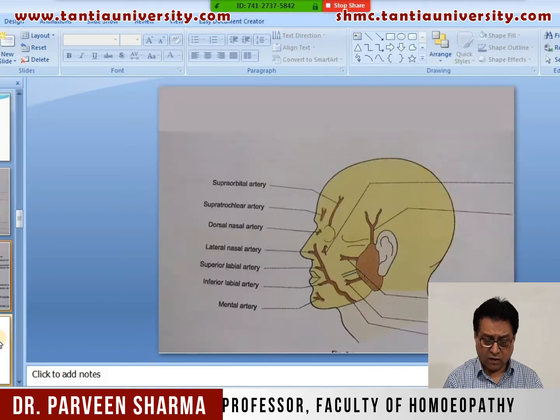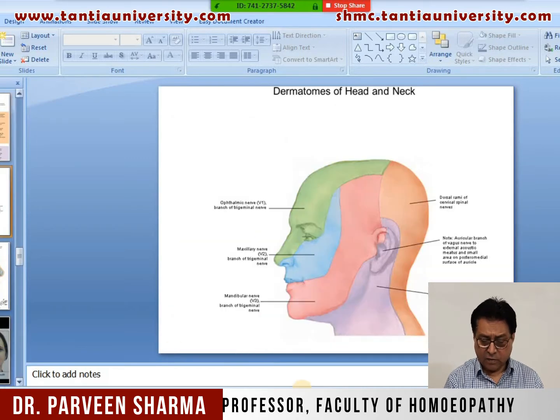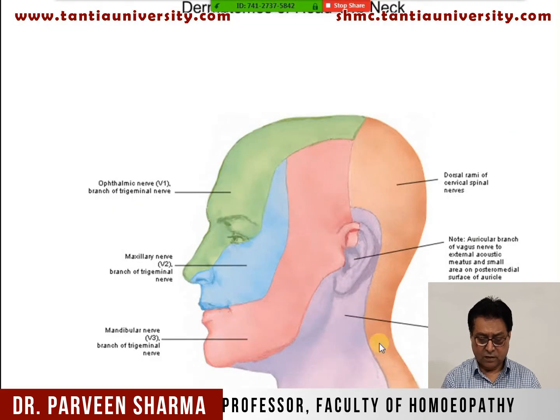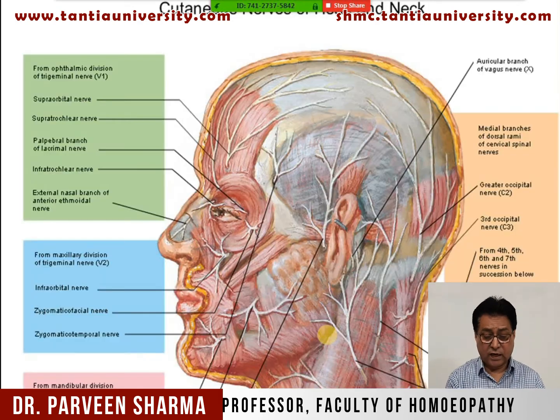Then lower down, the third one is supplied by the mandibular branch of the trigeminal nerve. See, this one is the mandibular branch. Then the remaining area, the lowermost area around the neck, is supplied by the branches of the cervical plexus, C1, C2, C3 and C4.